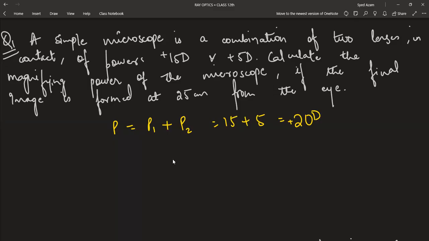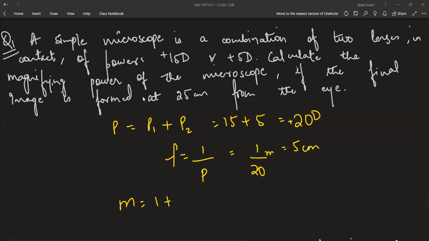Now, for the magnification, focal length is 1 by power. Okay, that will be 1 by 20. Okay, so this will be 5 centimeters because this is in meters. So it will be 5 centimeters. So the focal length is there, magnification for simple microscope. When it is from 25 centimeter from the eye, this is which distance?